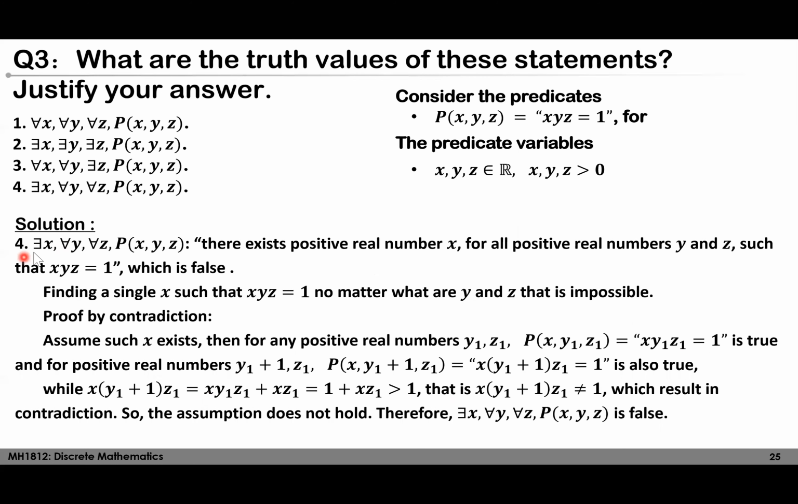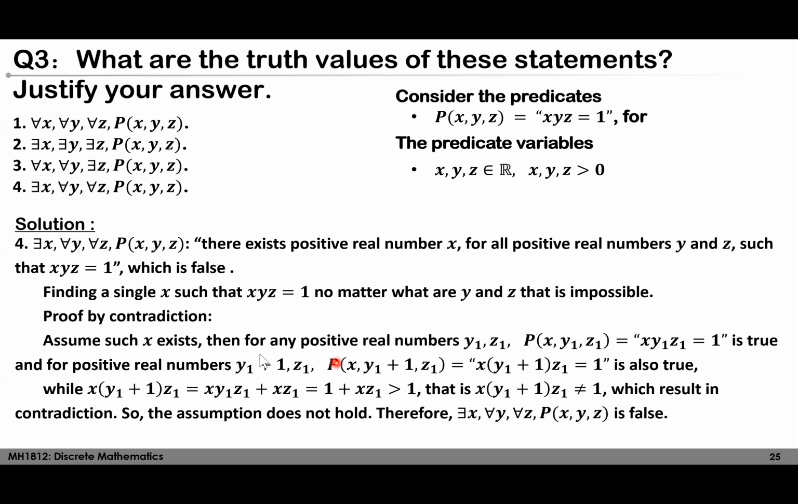So for the fourth sub-question, this translates into there exists a positive real number X for all Y, Z, the product equals 1. We know this is false because finding a single X such that the product equals 1, no matter what Y and Z, that is impossible. We can prove this by contradiction. So let's assume there exists such X.